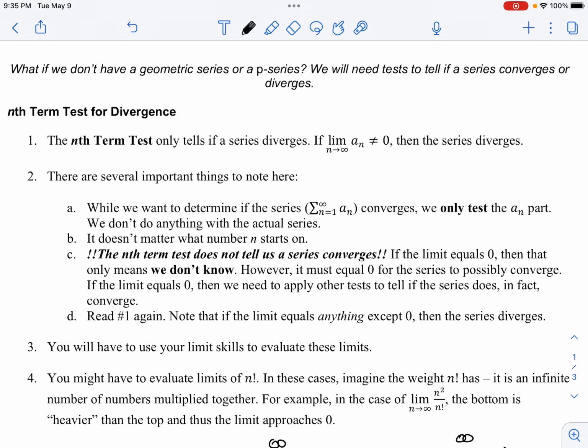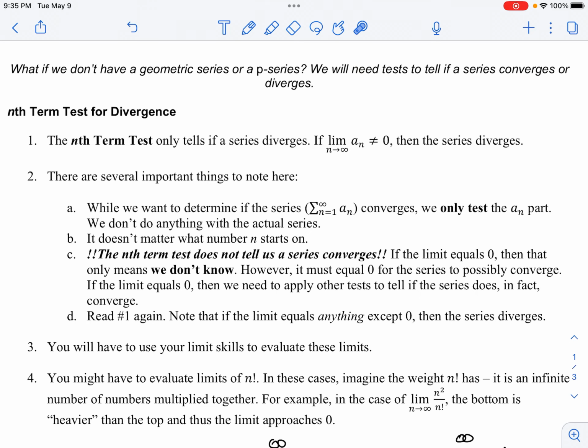Because all we've learned so far is that we can tell if a geometric series converges or diverges, and we can tell if a p-series converges or diverges. But there are lots of other series out there that aren't either one of these. So the question is, how do we tell? So this lesson begins a few lessons in a row where we're going to need a lot of other tests to tell if a series converges or diverges.